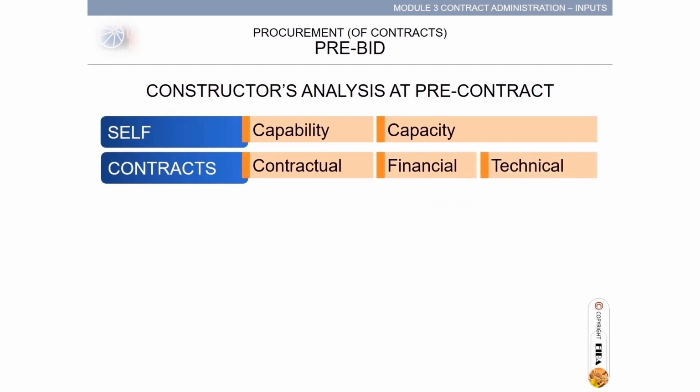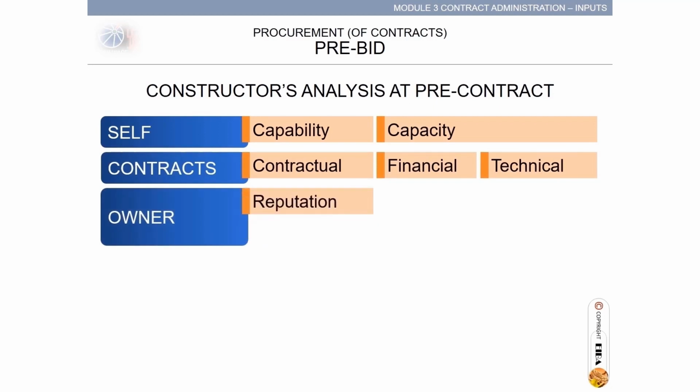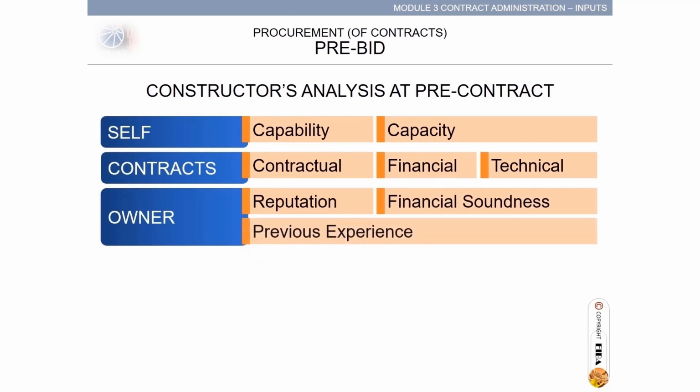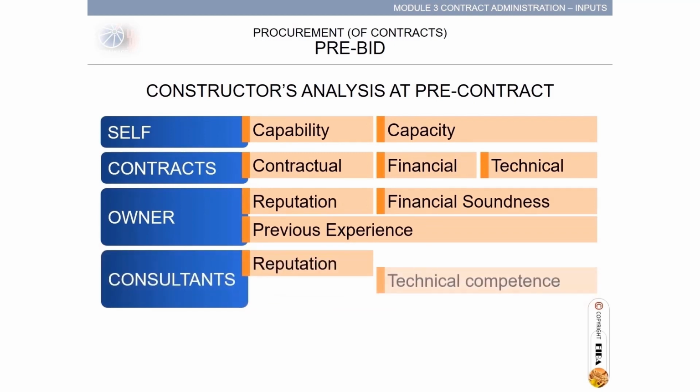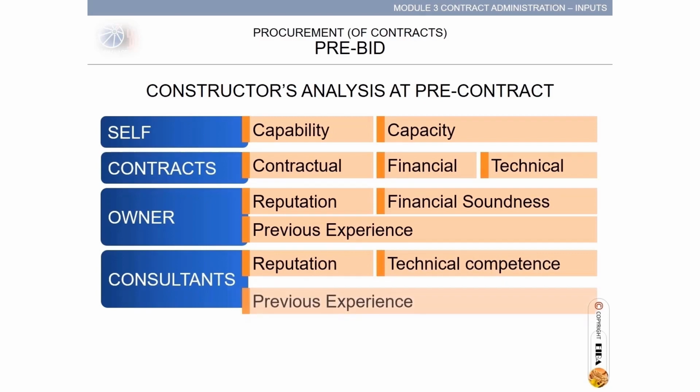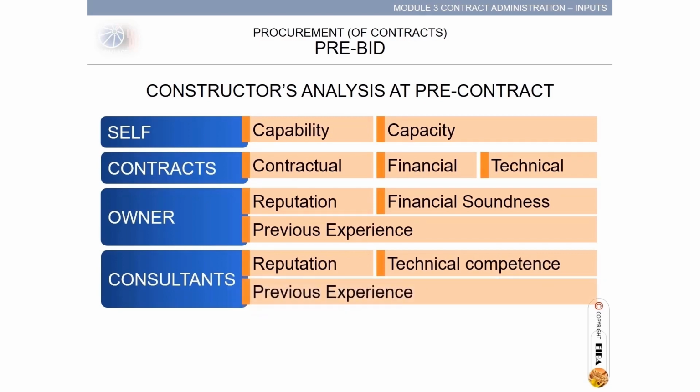Technical: will this be addressable? The owner: reputation in the industry, will this owner be a good partner? Financial soundness: does he really have the money? Previous experience: with a bad experience, will I do it again? Consultants: reputation, hard to deal with. Technical competence: are they really competent? Previous experience: do I have to suffer again?